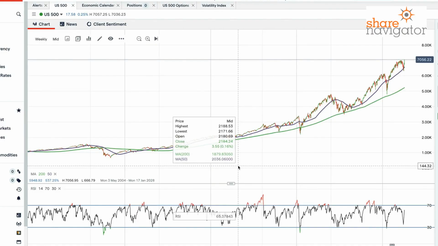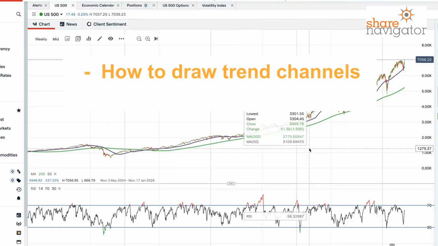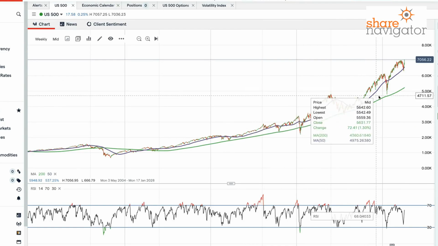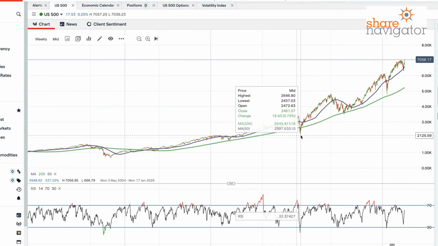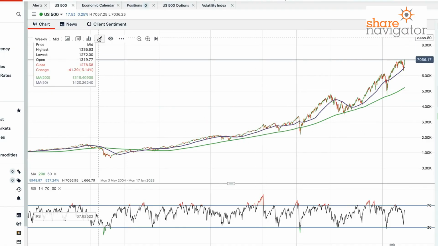And here's a cool little feature I want to share with you now. I'm going to draw an uptrend channel. You can clearly see that from this point here, the market is in a clear uptrend. This, by the way, is your COVID low right there. So let's draw an up channel.